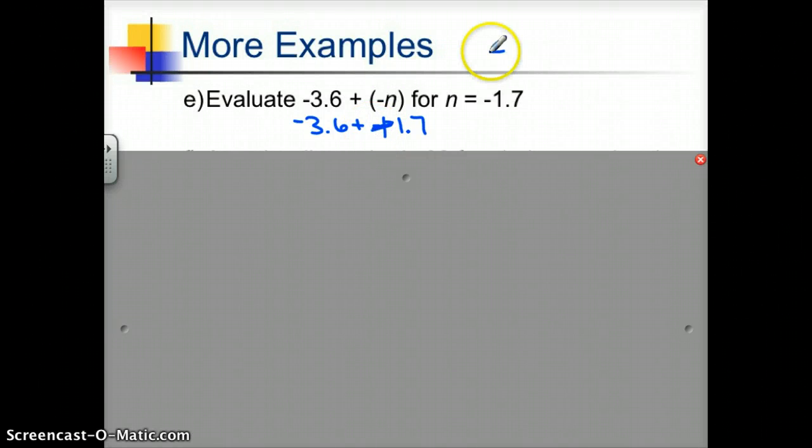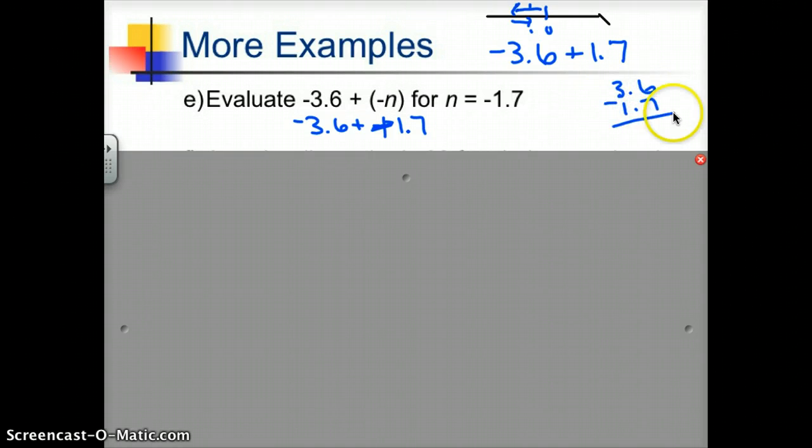So my new problem is negative 3.6 plus 1.7. If I think about my number line again, starting at 0, I'd be going left negative 3.6 and then back 1.7. So I should still be in the negatives, but not as far. So I want to subtract 3.6 minus 1.7. Don't forget to borrow. 16 minus 7 is 9. 2 minus 1 is 1. I've got 1.9, but I'm in the negatives here, so my answer should be negative 1.9.